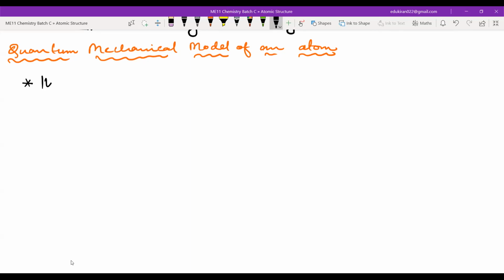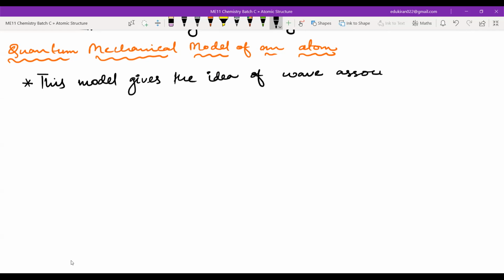Please write with me. This model gives the idea of wave associated with the electron. Next point.